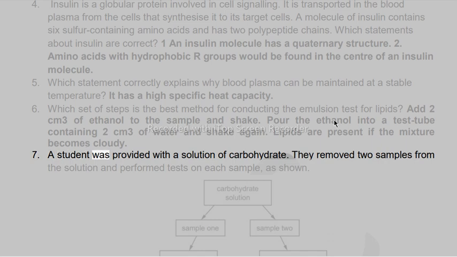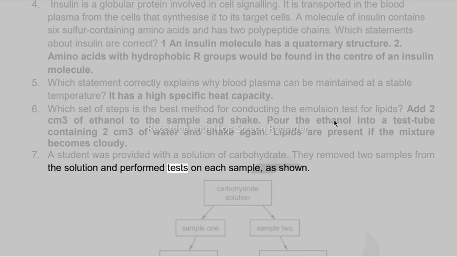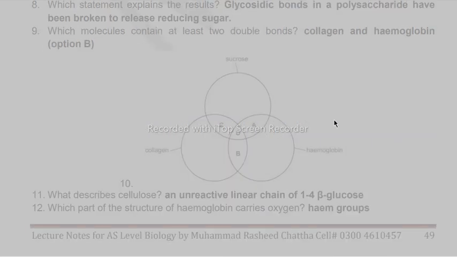7. A student was provided with a solution of carbohydrate. They removed 2 samples from the solution and performed tests on each sample, as shown. 8. Which statement explains the results? Glycosidic bonds in a polysaccharide have been broken to release reducing sugar. 9. Which molecules contain at least 2 double bonds? Collagen and hemoglobin, option B.